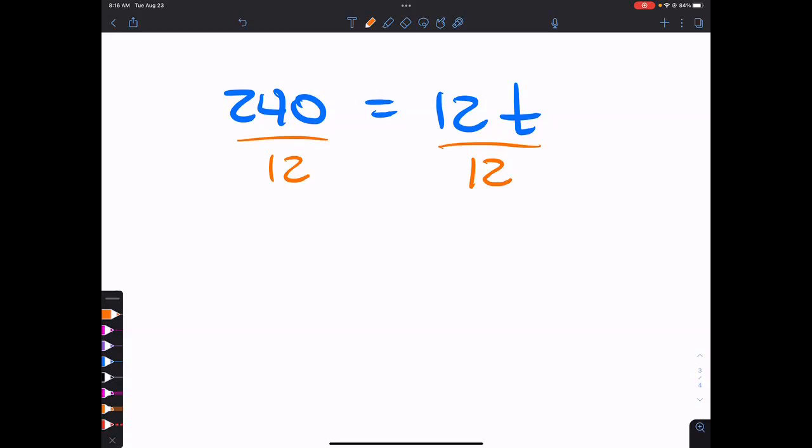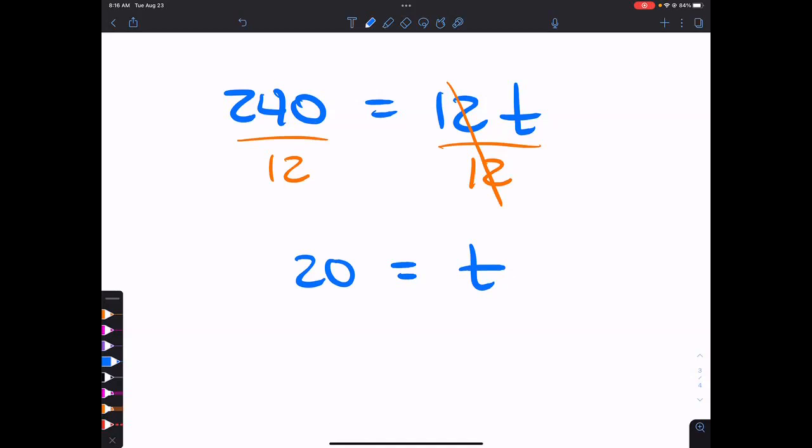All right, so 12t divided by 12 is just 1t, right? We normally don't even write the 1. We just say it's t. Okay, cool. So that's the thing I'm looking for. And on the left, 240 divided by 12 is 20.